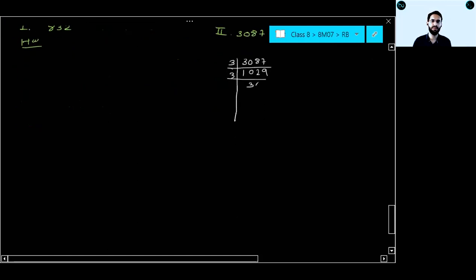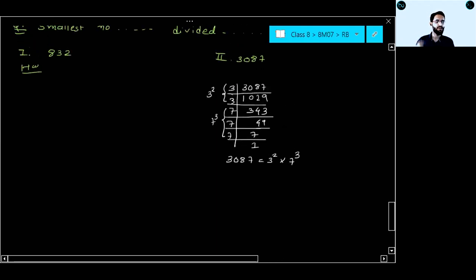Next, again by 3, 343. Okay, next 7, 49. Next, 7, 7, then 1. Yes. So this is 3 square and this is 7 cube. So what is 3087 now? 3 square into 7 cube.